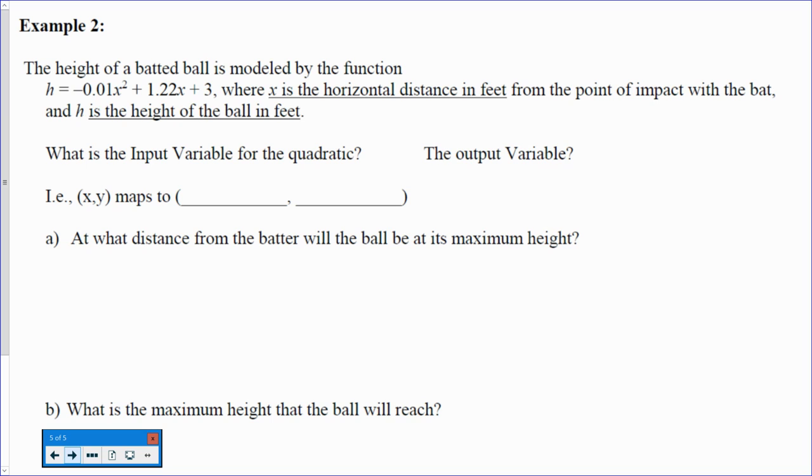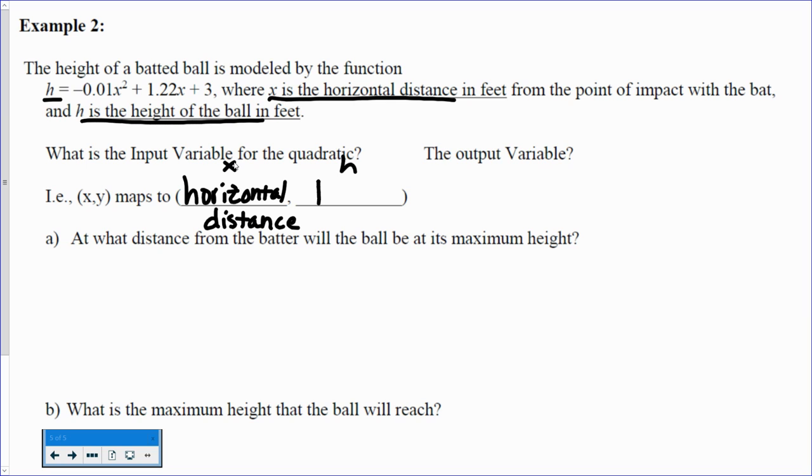is to make sure we understand our input variable. Yes, it is x, but I'm not asking you what letter is the input variable. I'm asking what is it representing? Okay, x is the horizontal distance. And then h, yes, h is the letter for that output variable, but what does h represent? Well, when I plug in a horizontal distance, what do you get? h is going to be the height of the ball.